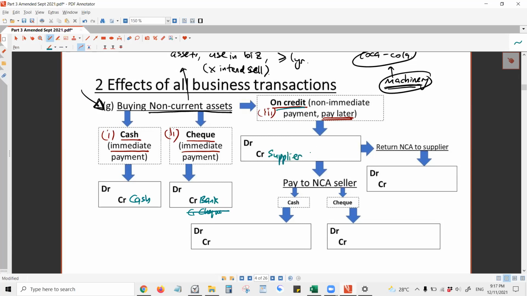If you are not given a name in the exam question, write trade payable. Okay, so supplier slash trade payable. I'm not asking you to write both supplier and trade payable in the exam. If the examiner has not given you the name, then only you credit trade payable.